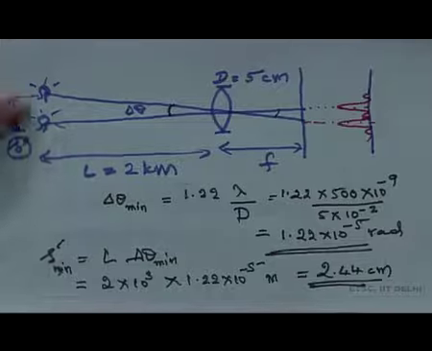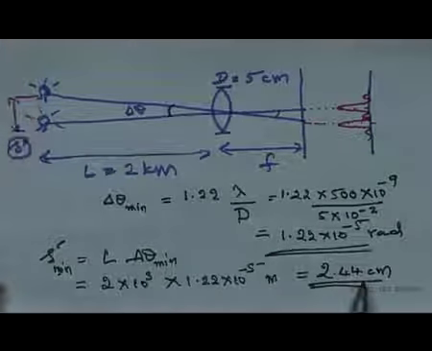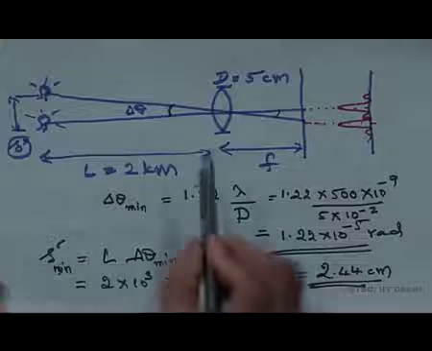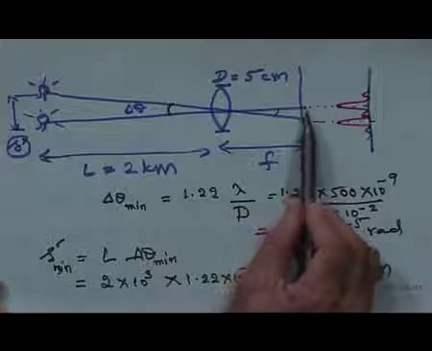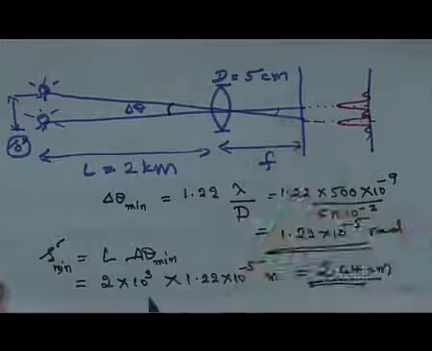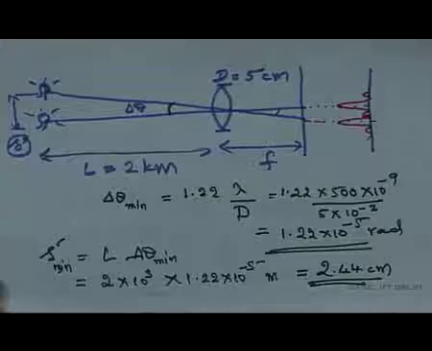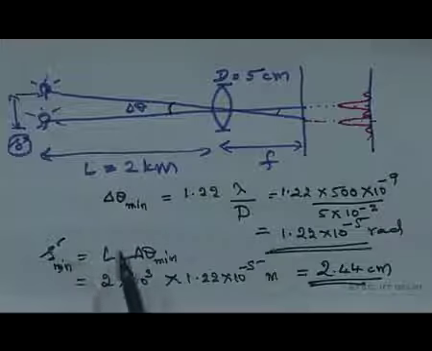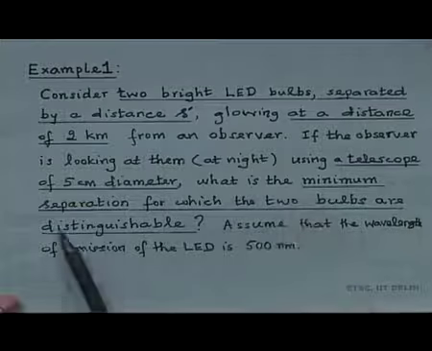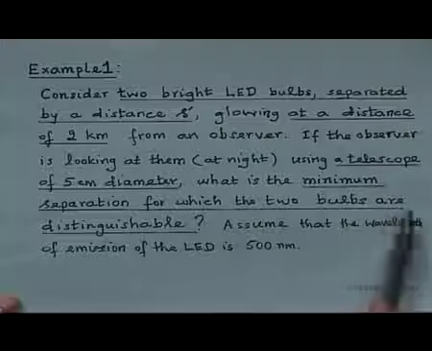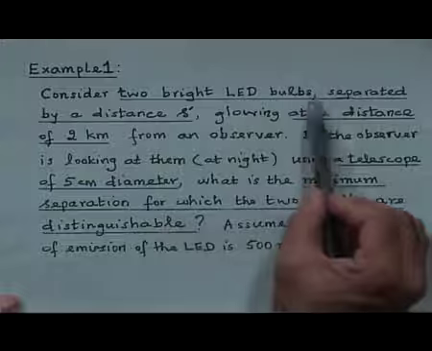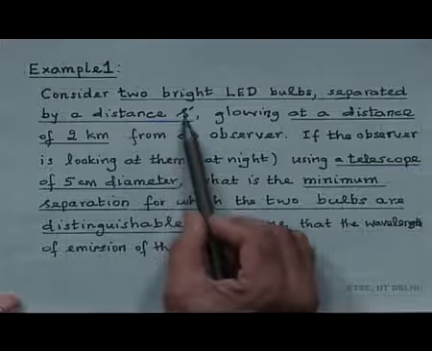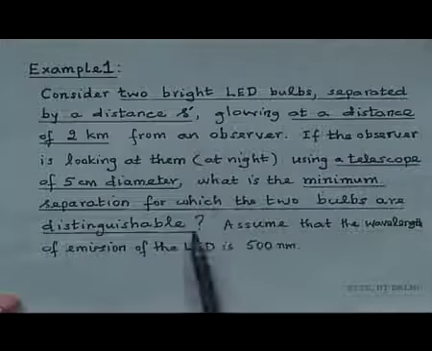If the two bulbs are separated by 2.4 centimeters, while viewing through the telescope, the images are just resolved on the focal plane here. That is the meaning of this. Therefore, the minimum separation, please see whether we have answered the question or not. What is the minimum separation for which the two bulbs are distinguishable? The bulbs are separated by a distance S dash here. So, this is the minimum value of S dash which has been asked.